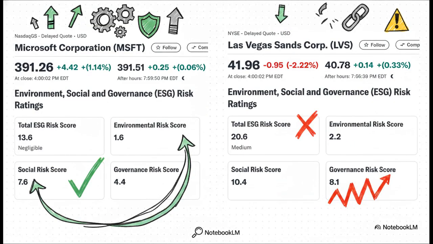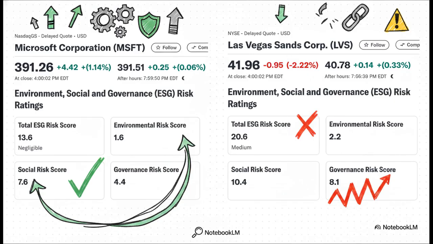Now, what's really interesting about this slide is the story the data tells us. Notice Microsoft's total ESG risk score, 13.6. That's categorized as negligible risk. They've highly managed their environmental footprint and governance. Now compare that to Las Vegas Sands, coming in with a score of 20.6, which is categorized as medium risk.